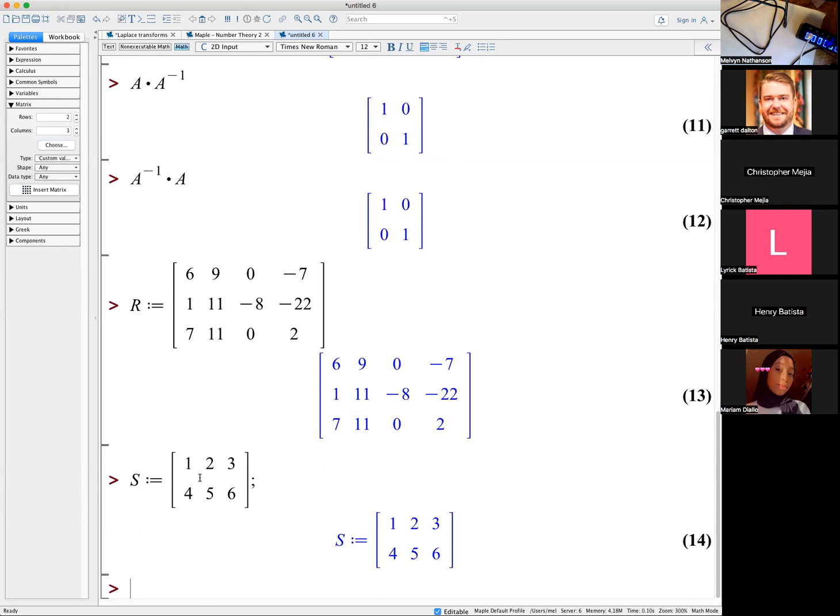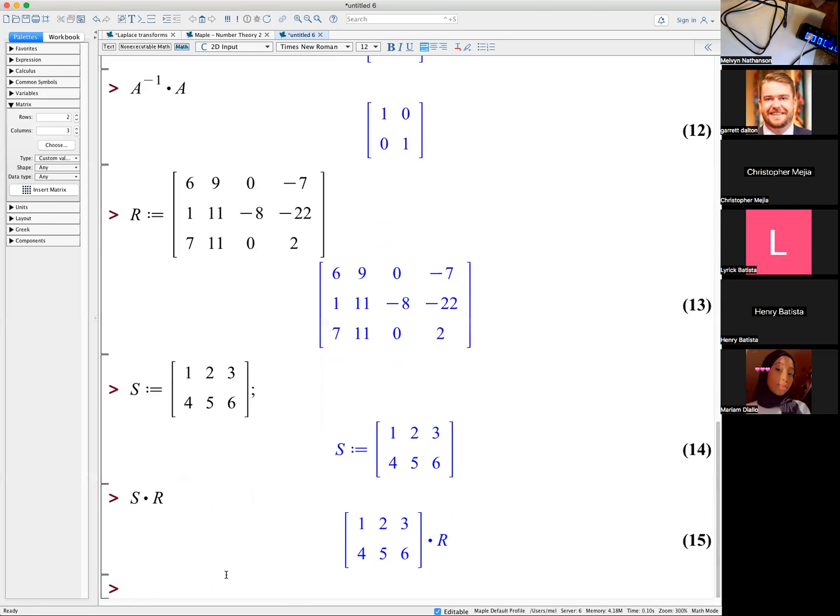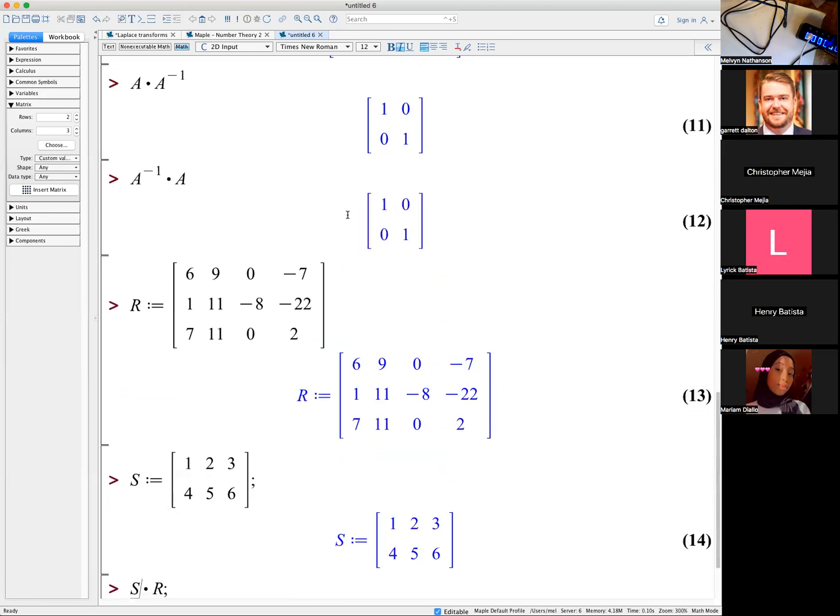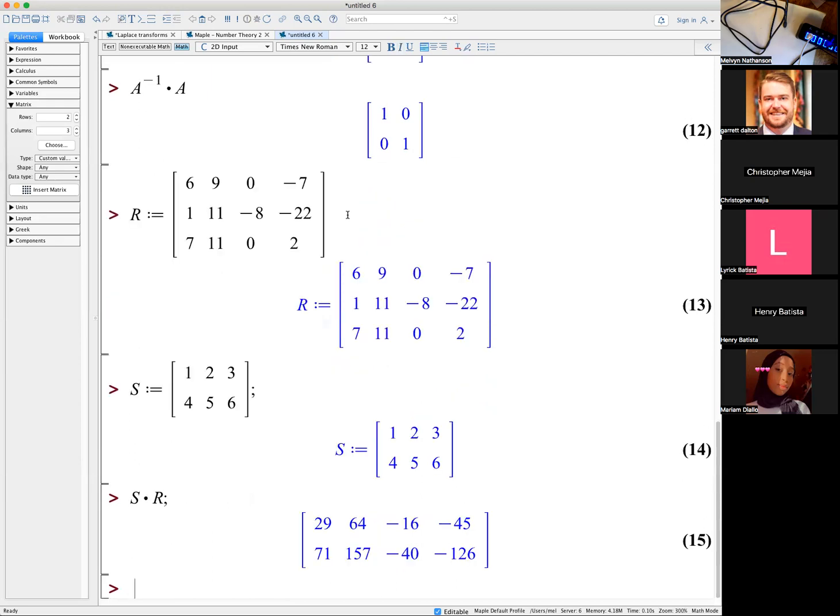So S is a 2x3, R is a 3x4. So I can multiply S times R. And if S is 2x3 and R is 3x4, this should be a 2x4 matrix. Oops, why didn't that happen? Here's R, here's S, S times R, there it is. I don't know what happened a moment ago.